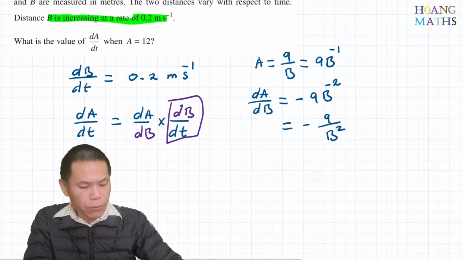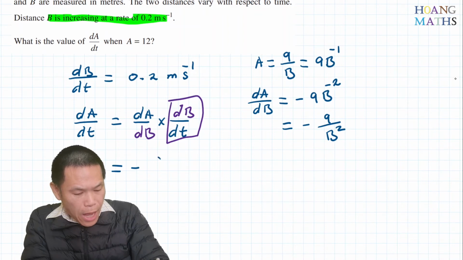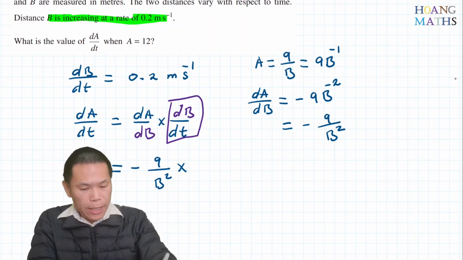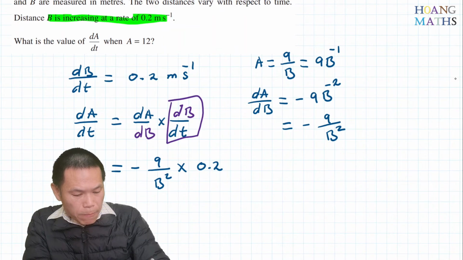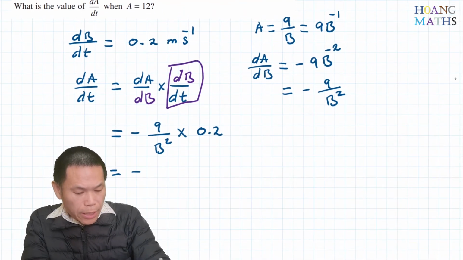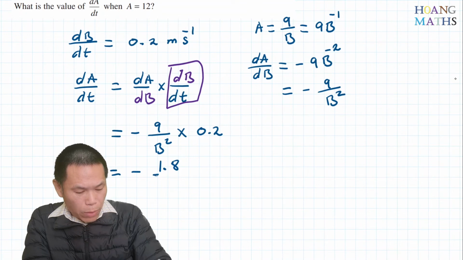Now I just substitute this value in. So the dI/dB is negative 9 over B squared. And then we times by dB/dt, that is 0.2. There you go. So that becomes negative 1.8, because 2 times 9 is 18, okay? But 0.2, so 1.8 over B squared.